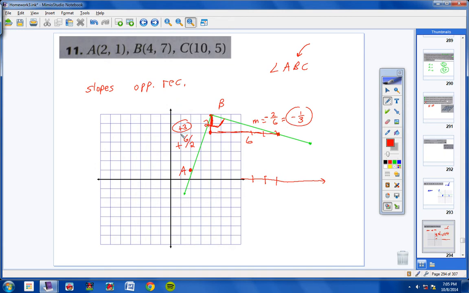Well, 3 is the same thing as 3 over 1. And if you flip 3 over 1, you get 1/3. So, do the two slopes have opposite signs? Yes, they do. Are the two slopes reciprocals of each other? Yes, they are. So these two lines are perpendicular. And if these two lines are perpendicular, then we know this angle right here is 90 degrees. So we would say angle ABC is a right angle. Okay? Hope that made sense. It's a pretty tough problem.